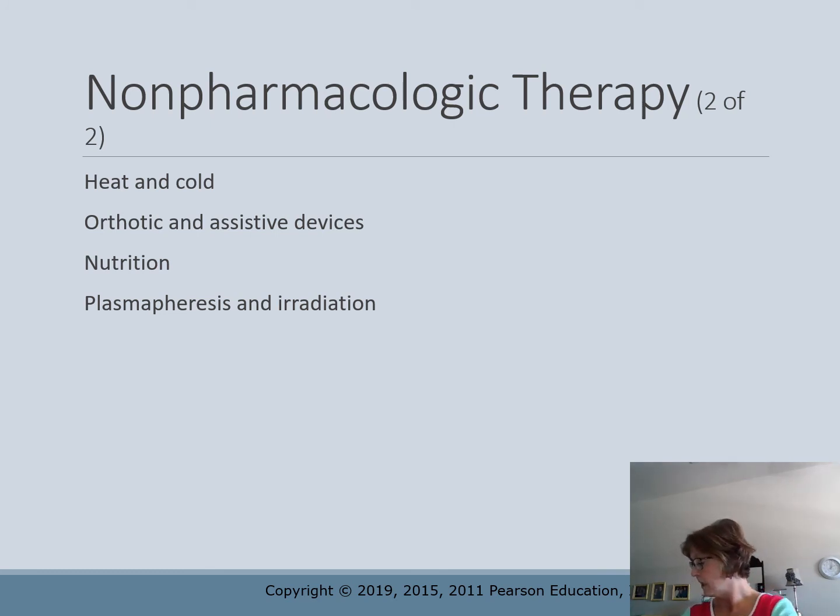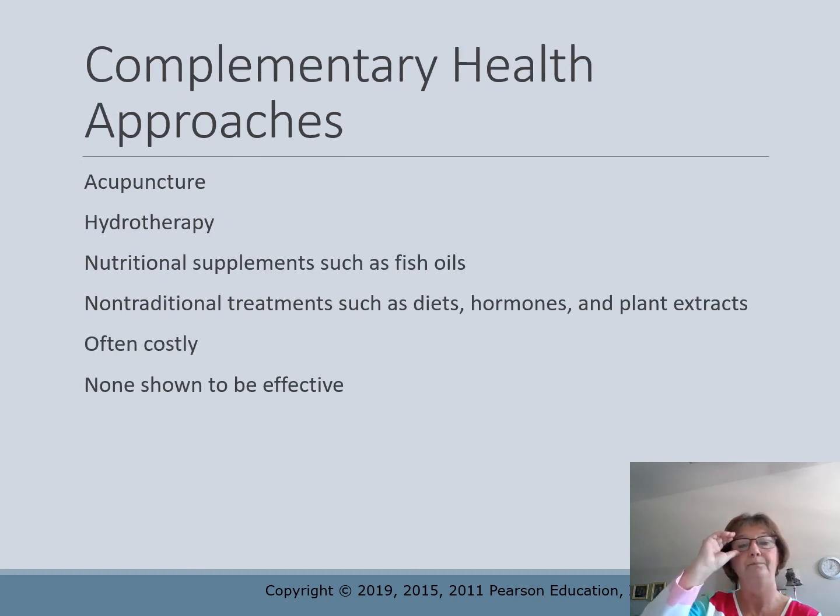And then nutrition. Some patients may benefit from supplementation with omega-3 fatty acids found in certain fish oils. A lot of the physicians will say take fish oils for these. And then plasmapheresis, again to remove circulating antibodies, and total lymphoid irradiation decreases total lymphocyte levels as well. Acupuncture, hydrotherapy, fish oils, certain diets, hormone replacement. A lot of these are costly, so people don't do them.